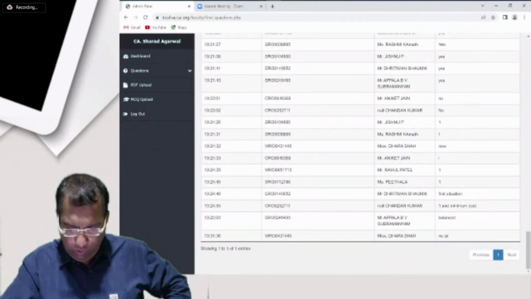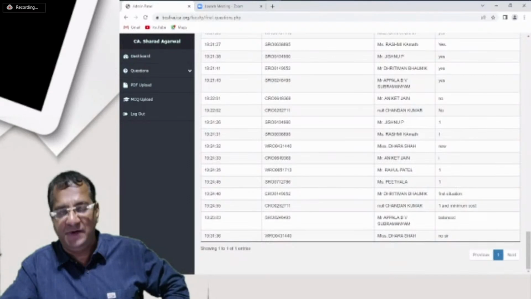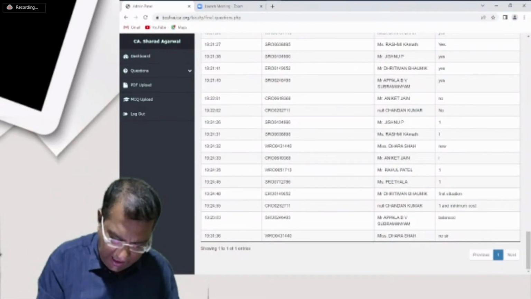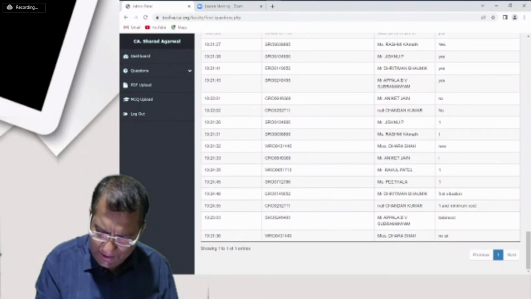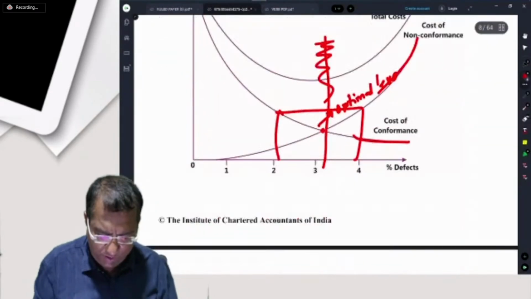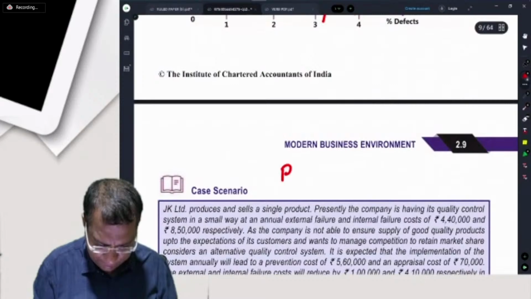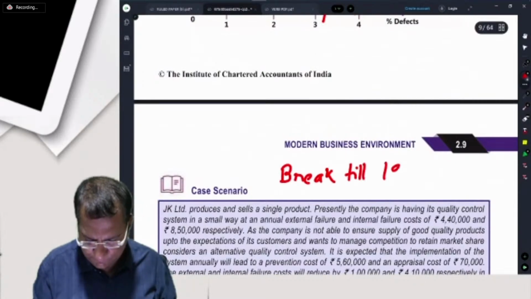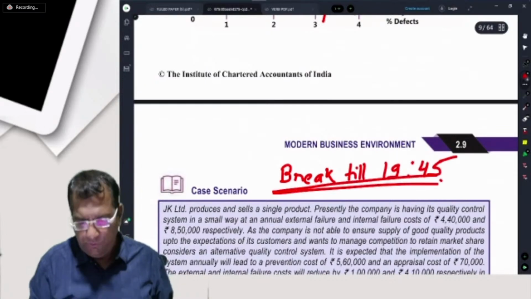Okay, I think there is no doubt. So let's take a break of 10 minutes, beta. It's 19:33 in my clock. Okay, we will meet at 19:45 कर देते हैं इसको अपन. Okay, so break till 19:45. Okay, but take a break.